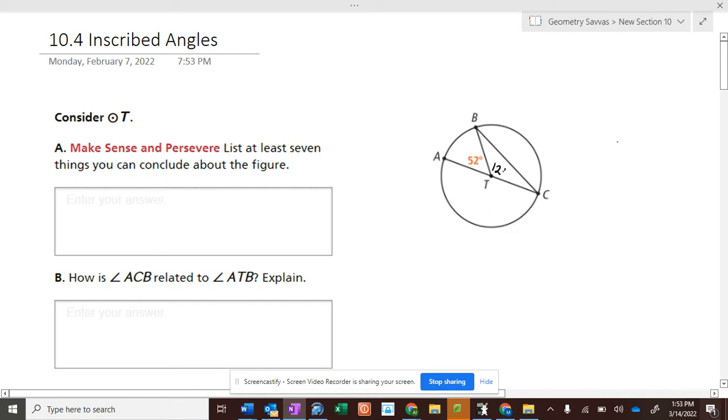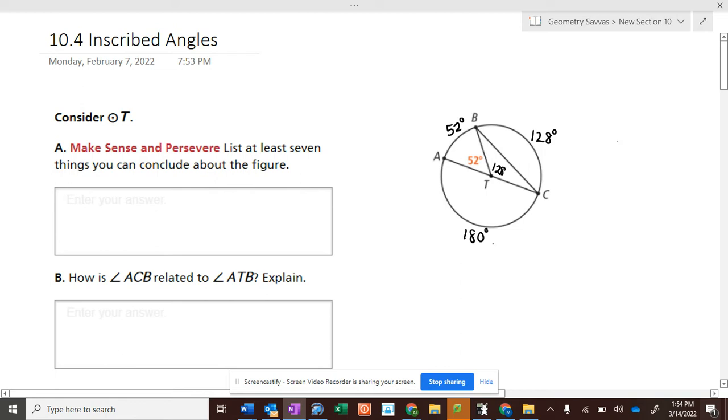This is 128. Okay, that can be 128. That's fine because they make 180 degrees, right? Okay. What else do we know? That's just one thing. The AB arc is 52 degrees. The BC arc is 128. 180. All right, now we're getting somewhere.